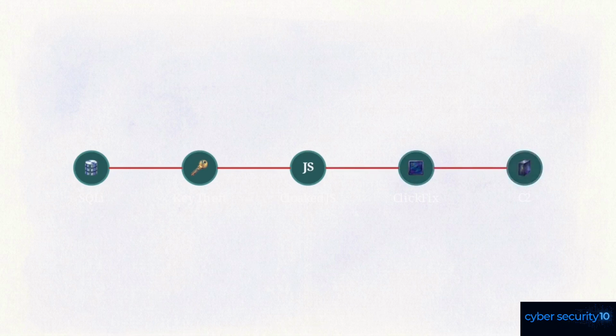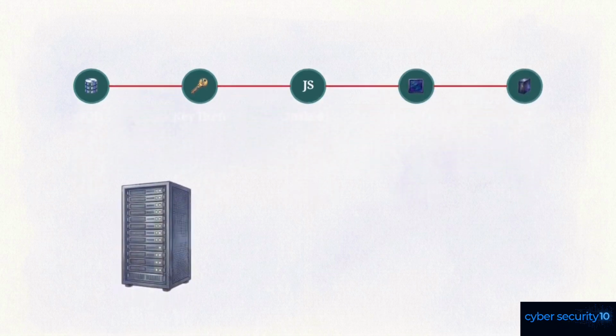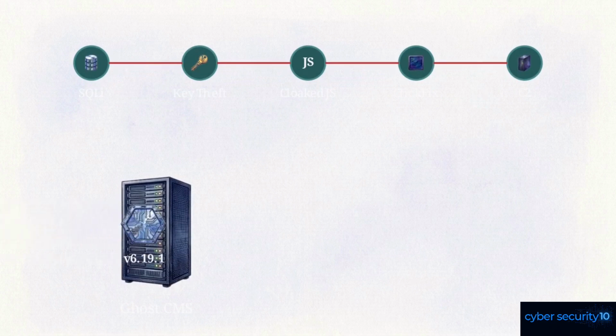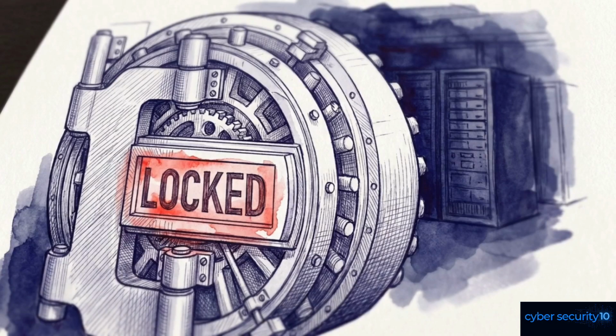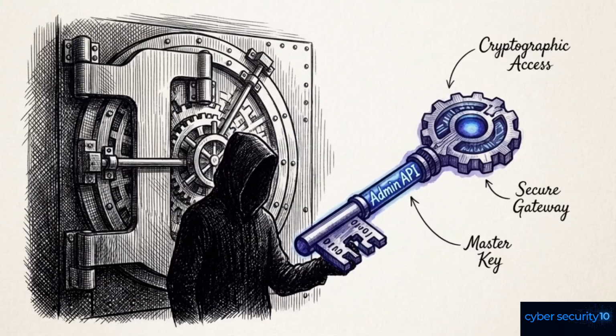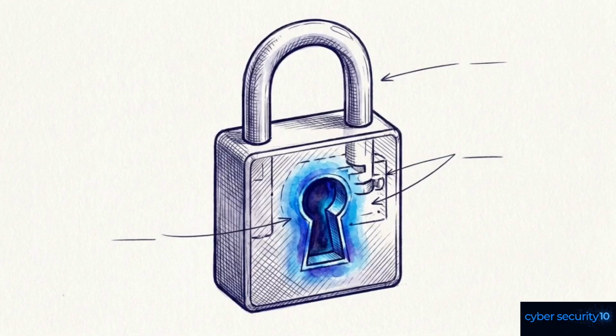The immediate technical requirement for Ghost CMS administrators is upgrading their instances to version 6.19.1 or higher to close the SQL injection vector. However, as this checklist shows, patching the software is only the first step in remediation. Applying the software update prevents future database reads, but it does nothing to invalidate an admin API key that was already stolen. Administrators must manually rotate all credentials.